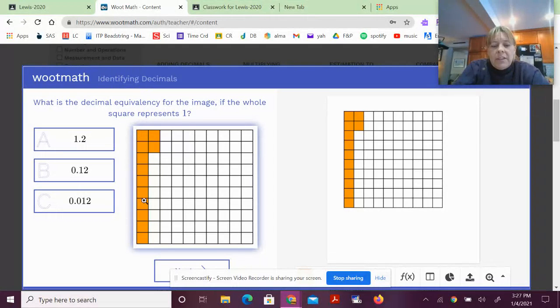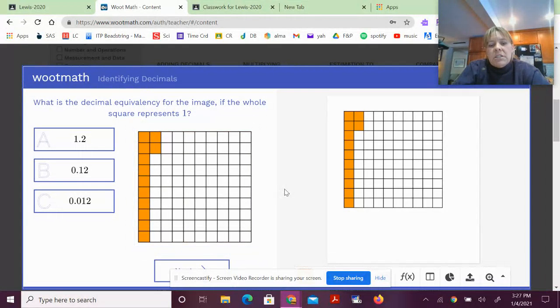So if we look at what they've shaded in orange, we can see there are 12 of these little boxes shaded. So this model represents 12 hundredths because there's 100 of them. So 12 out of 100, which would be a fraction, 12 over 100. And then as a decimal, it's going to be 12 hundredths, 0.12.